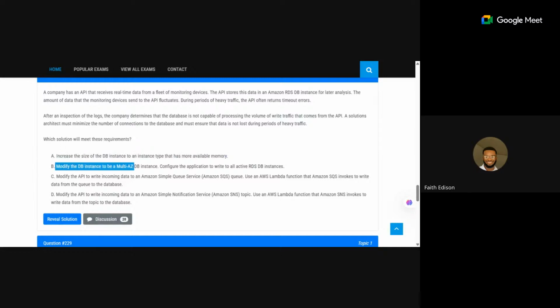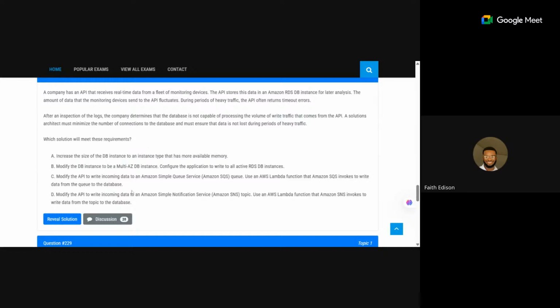B, modify the DB instance to be a multi-AZ DB instance. This gives availability, but that's not our problem. Modify the API to write incoming data to SQS. Use a Lambda function that SQS invokes to write data from the queue to the database. This sounds long, but might make sense. Let's see this other one.